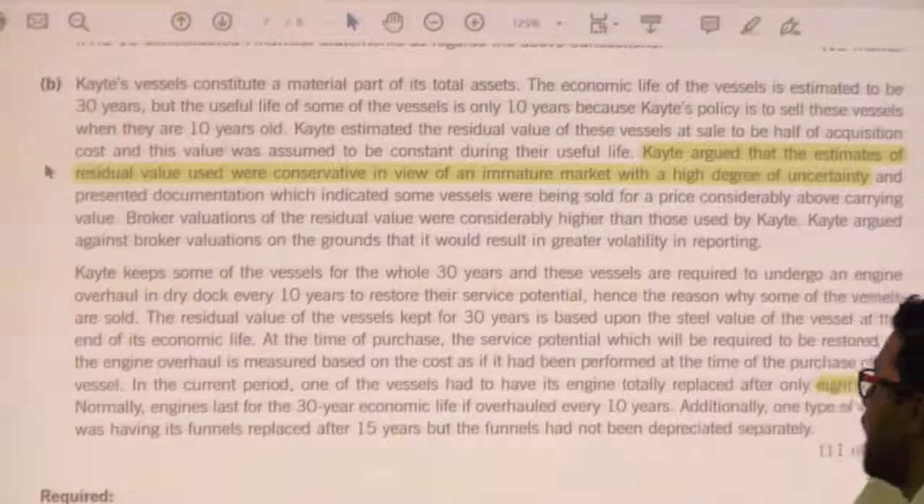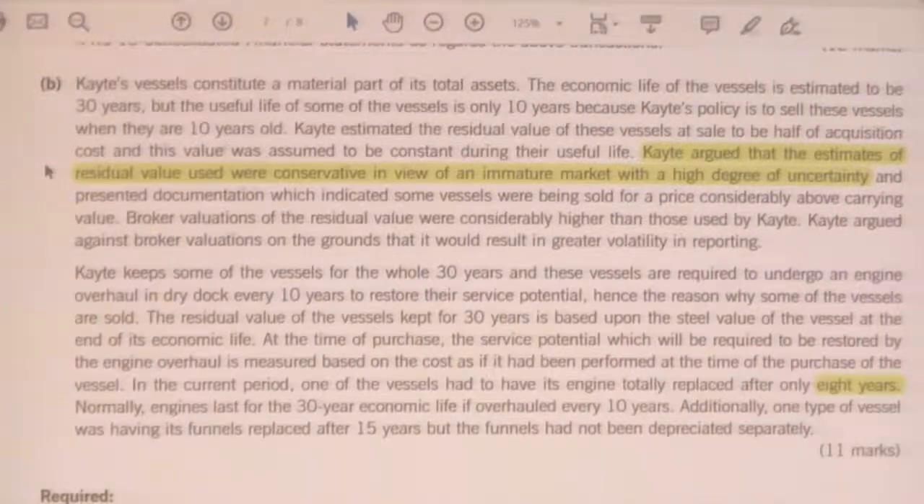Fine, those are the information. At the time of purchase, the service potential which is required to be restored by engine overhaul is measured based on the cost as if it had been performed at the end of the purchase of the vessel. In the current period, one vessel had to have its engine totally replaced, a major replacement. After only 8 years, they have replaced the engine.